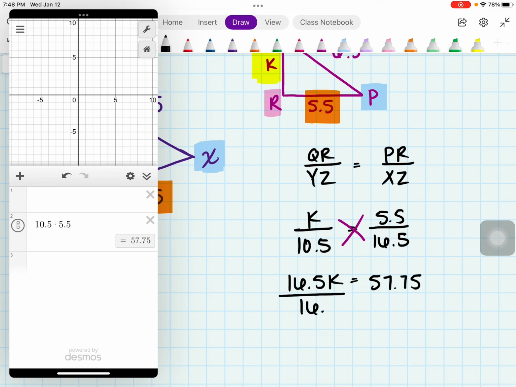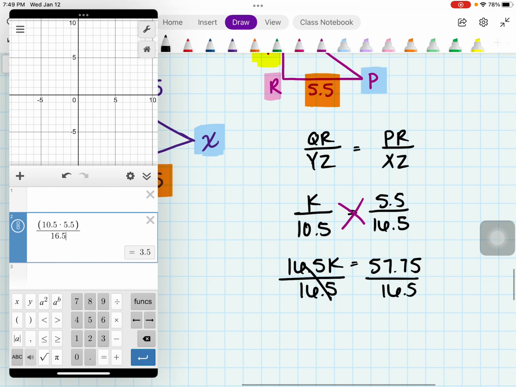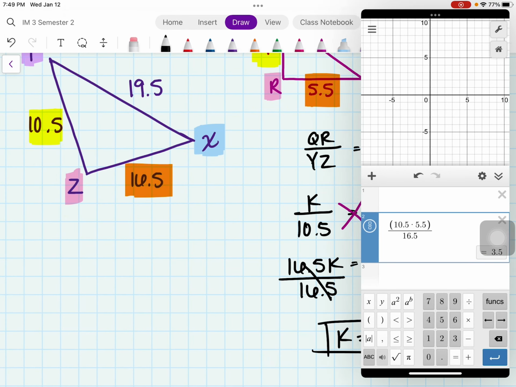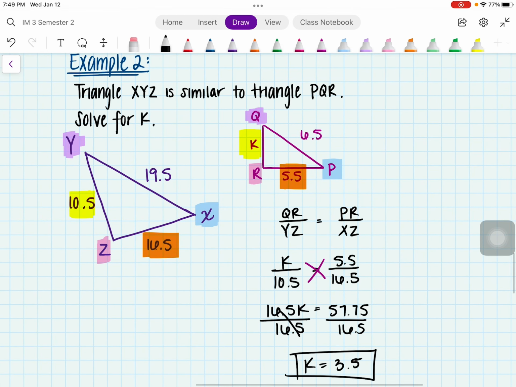All right. So next step in this case is to divide by 16.5 on both sides. And let's go ahead and divide by 16.5. And our answer in this case for K is going to be 3.5. And that's our answer. All right.